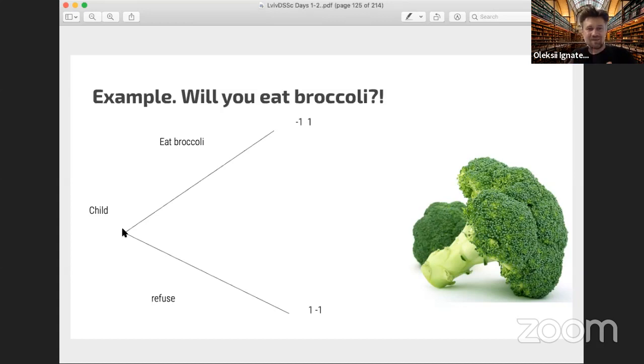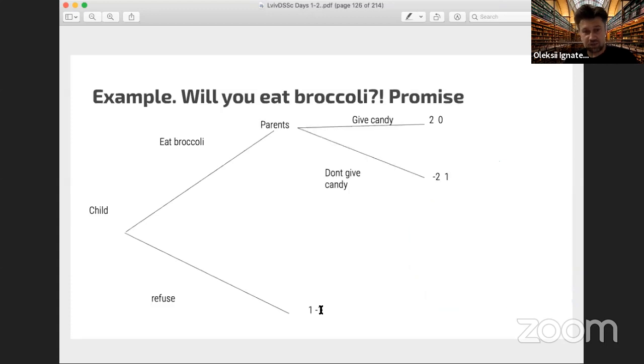ask him to eat broccoli, and if the child eats broccoli, then the child gets -1 payoff, and the parents get 1 payoff. Yeah, payoff, because they put some healthy food in the child. And if the child refuses, then the child will get 1 because he doesn't want to eat broccoli, and the parents get -1 because it's bad for the child. So what is the promise in this situation?